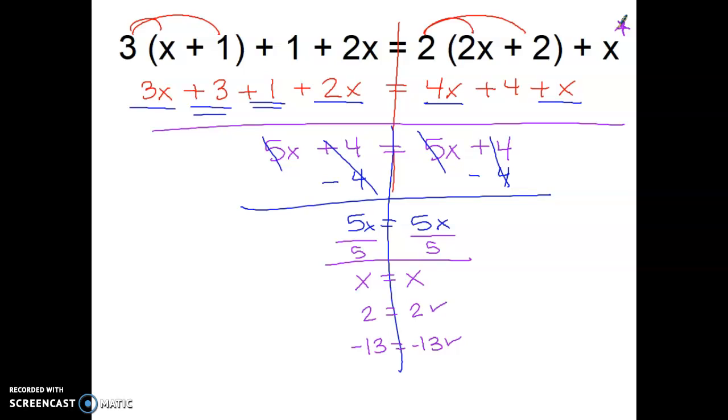When your variables either end up equaling each other or you eliminate your variables and end up with a true statement such as 4 is equal to 4.